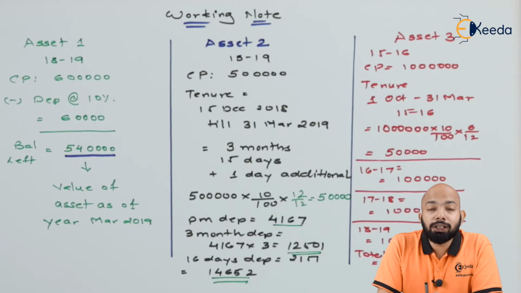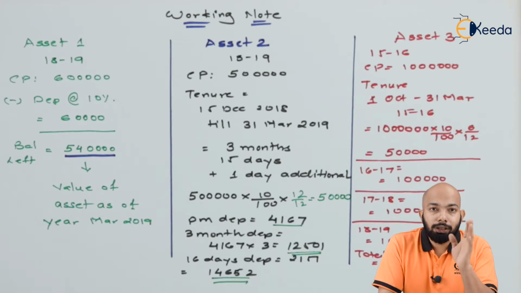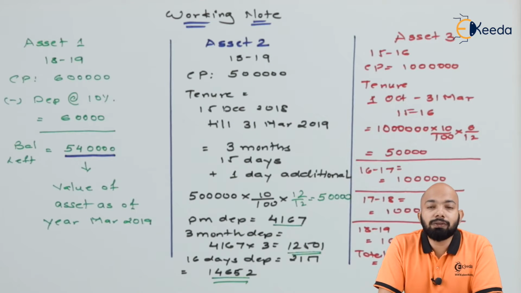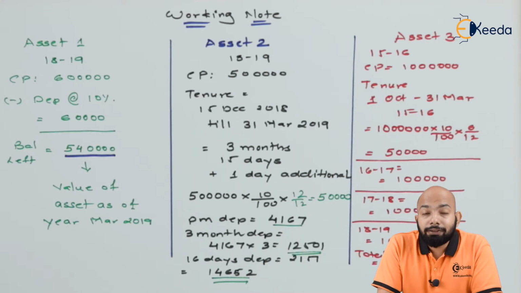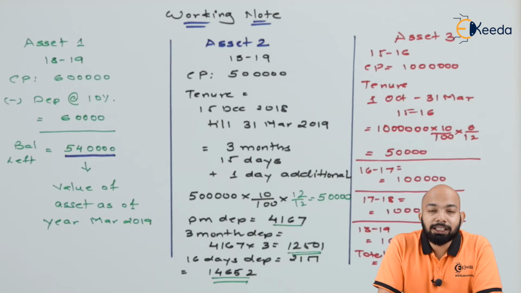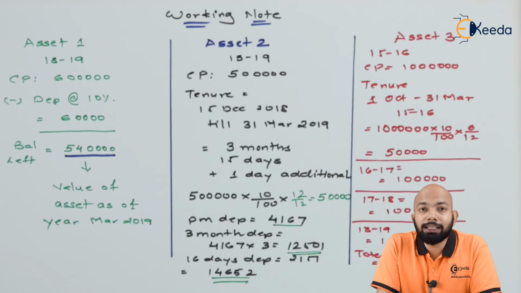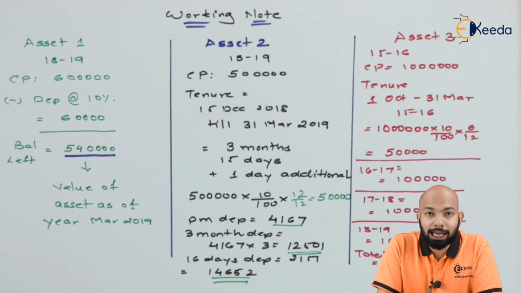Now, in the financial year 16-17, it has been used for the whole year. That means all 12 months. So that means we have to calculate depreciation 10 lakhs into 10%, which gives you 1 lakh depreciation. Again, for the year 17-18, you have 1 lakh depreciation, and for the year 18-19, you have 1 lakh depreciation. Now this is the year where you have sold out this asset. That means in the financial year 18-19, you have totally sold out this asset.